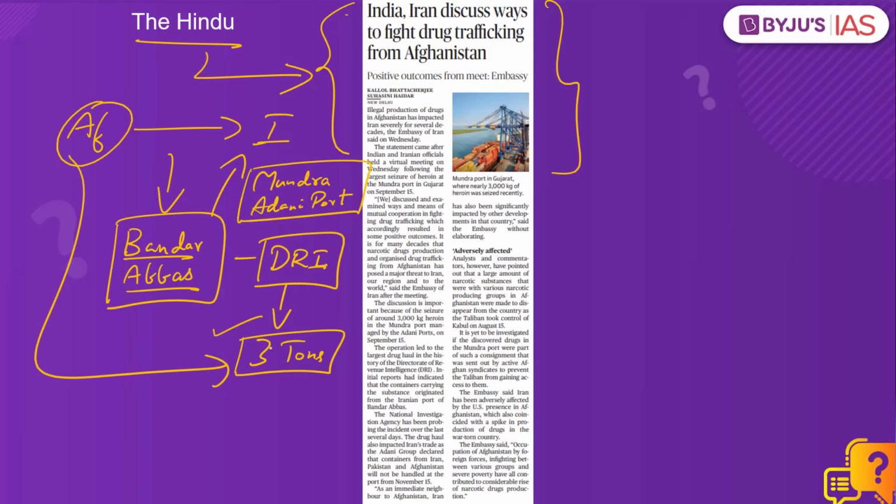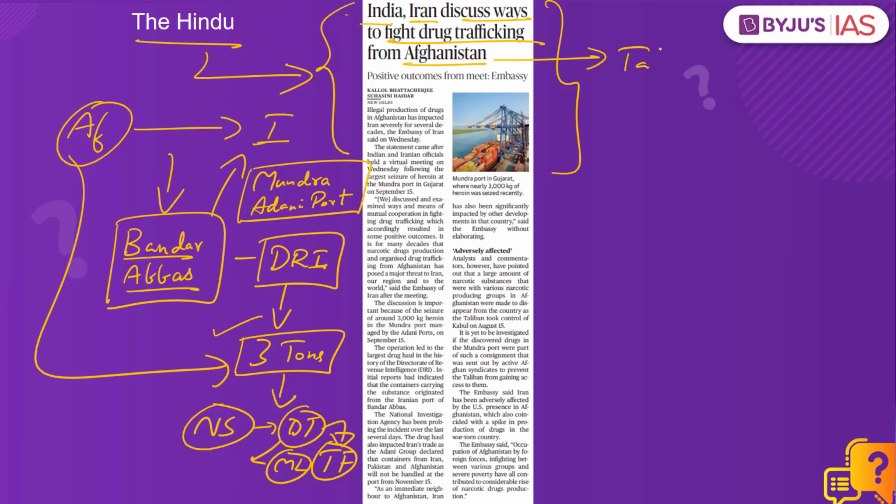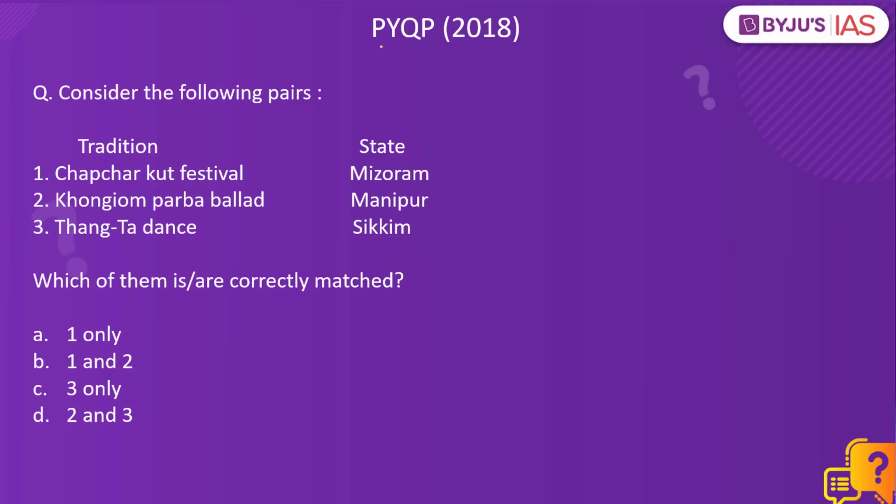The seizure of such a large consignment is seen as a major national security threat because drug trafficking is very closely linked with money laundering and terror financing. Hence, India is working closely with Iran to discuss ways to fight drug trafficking that emanates from Afghanistan, which has recently fallen under the control of the Taliban. The Taliban and several Afghan warlords are known to raise their revenue by getting involved in drug production and drug trafficking.